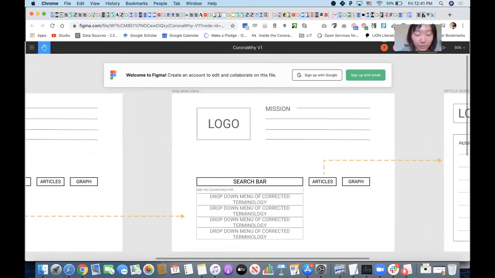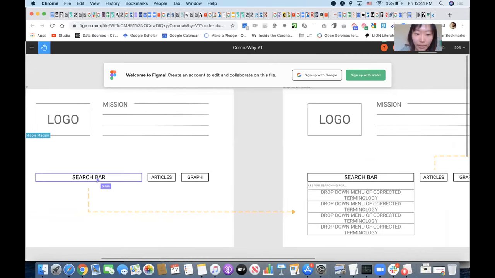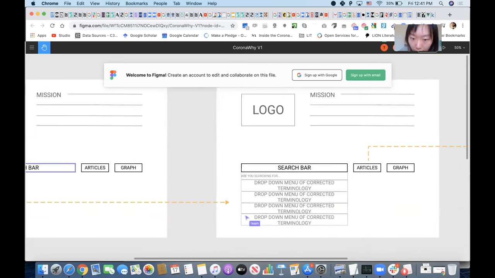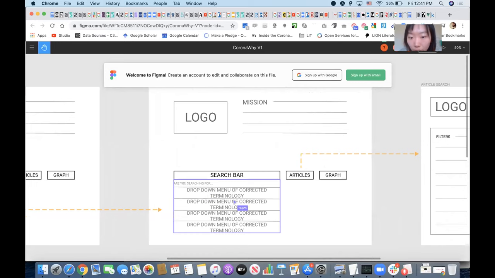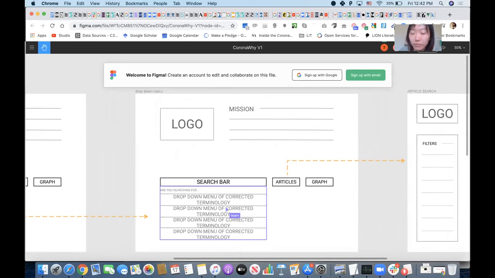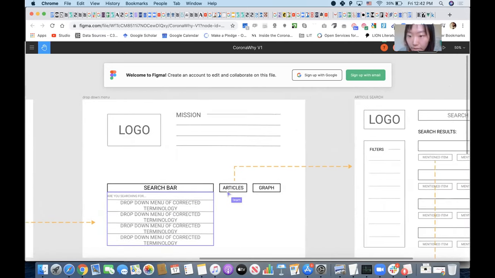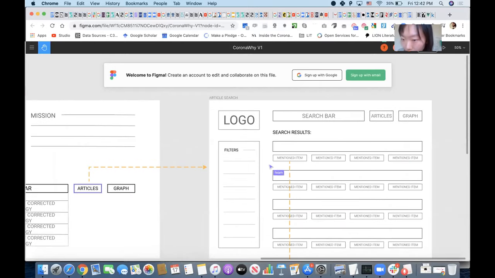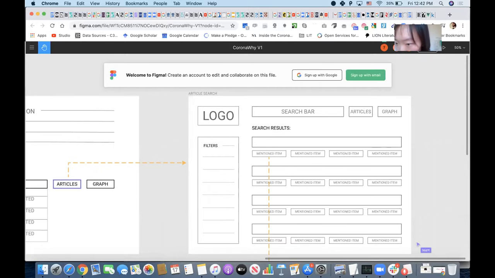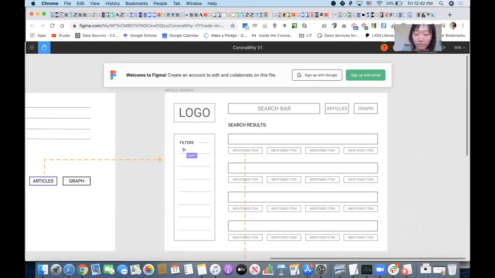So this is one of the use flows in my imagination, because we don't have much research on use cases at this point. Starting from the search bar, you enter an item you are trying to search, and there's a drop-down menu of the corrected terminology. Then, for example, you're trying to search some papers on this terminology, and you hit articles, and it pops into this web page. Then in these filter categories, you can filter your results by, for example, regions, years, and all kinds of filters you guys were talking about earlier.